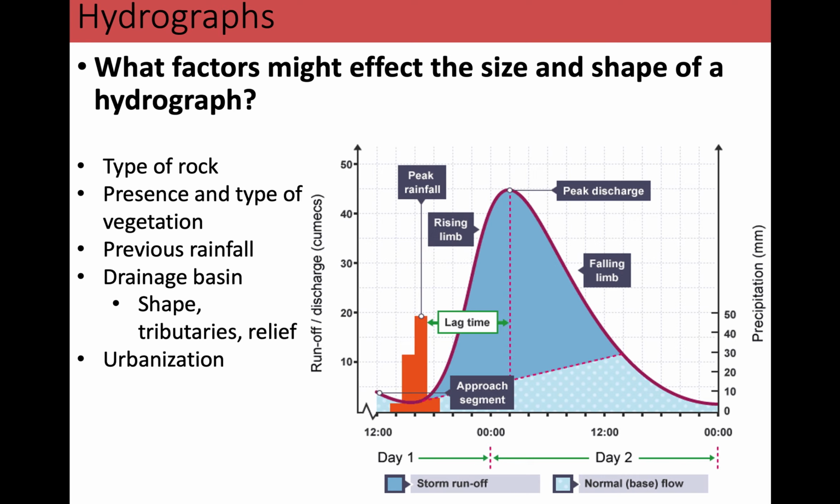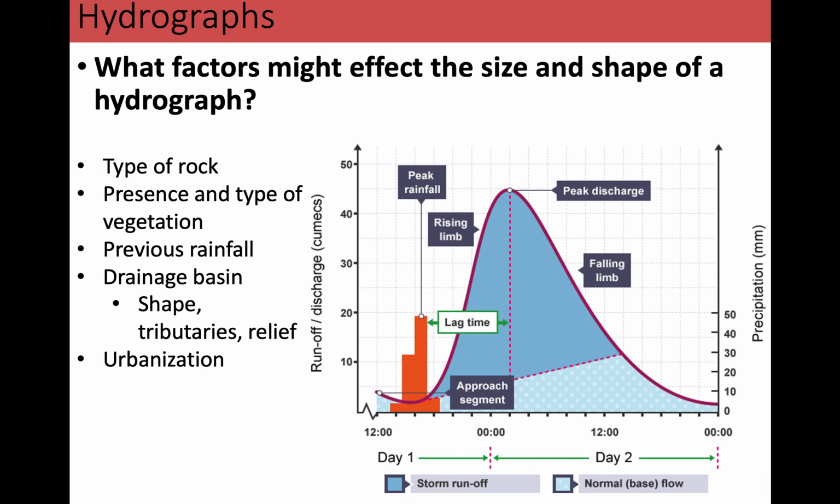Vegetation. So if there's a lot of vegetation nearby, you're actually going to increase your lag time. You might even decrease the severity of your flood because that vegetation is going to absorb a lot of water. So the presence of vegetation is generally very good for preventing damage at a flood.